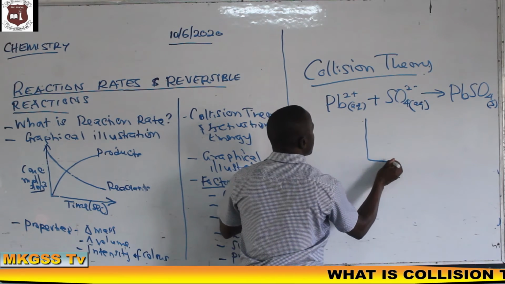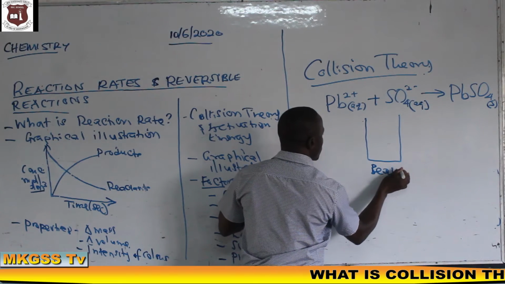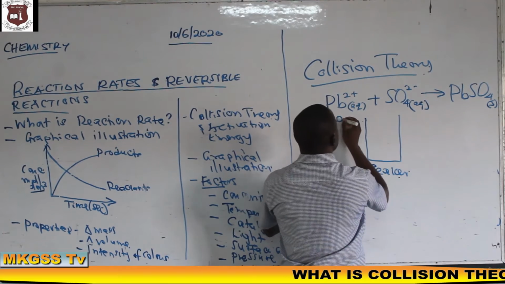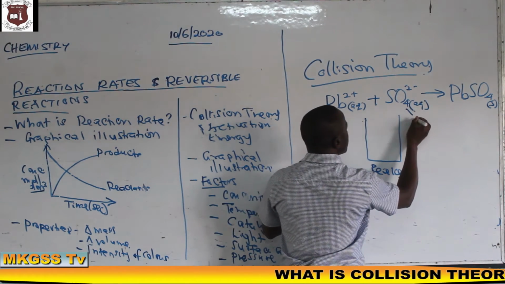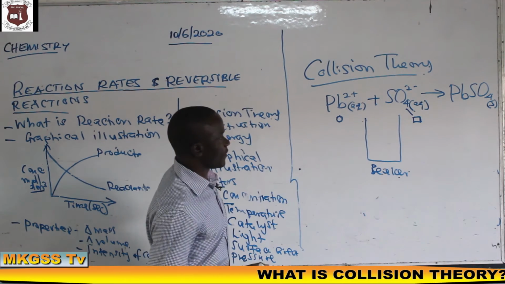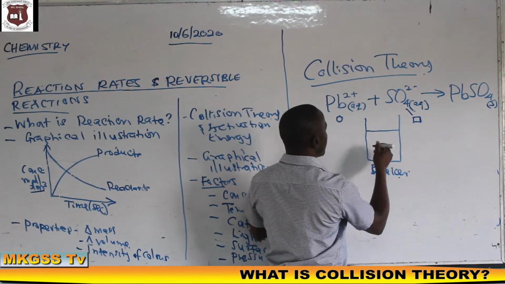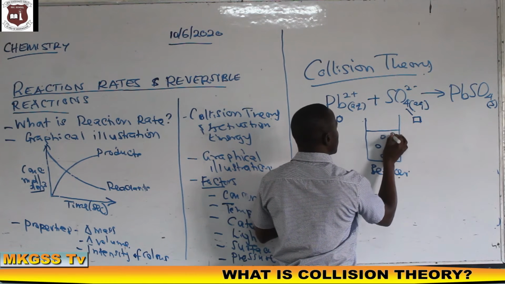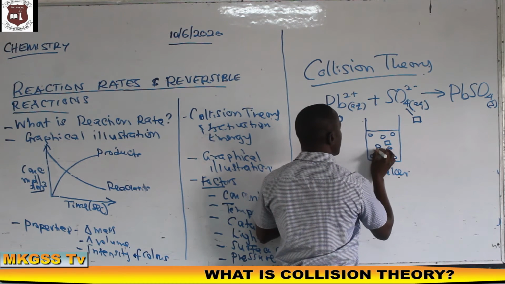So suppose this one is the reacting beaker. Let's use this one to denote the lead two ions, and this particle to denote the sulfate ion. So assuming that this one is the mixture of the lead two ions, and then we have the sulfate ion.